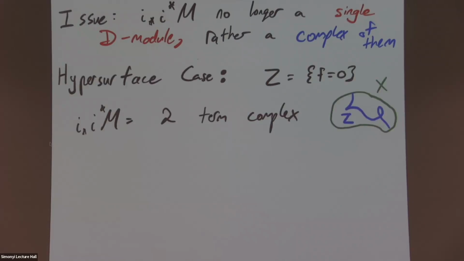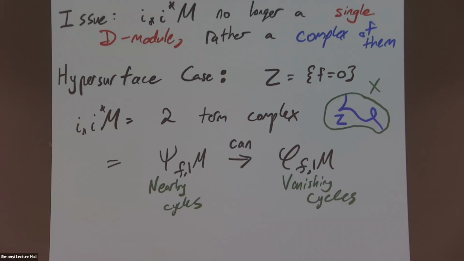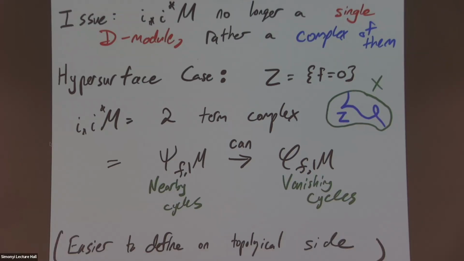So let's first look at the hypersurface case. Now you've chosen some local defining equation. Oh, and here's my cartoon of a hypersurface. It's a blob with a line in it. Now this restriction is a two-term complex, represented by these words which you might have heard before: nearby and vanishing cycles. There's a canonical morphism between them, called can. I'll just mention the construction of nearby and vanishing cycles is easier in the topological category, although I always like to live in the D module world. So if you ask me, I prefer the D module way.